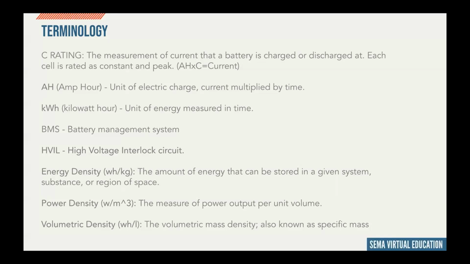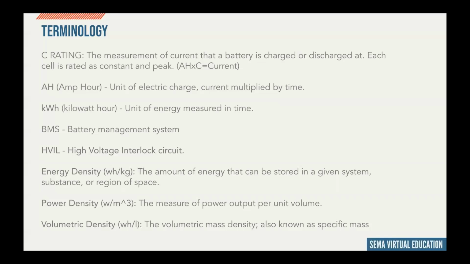There are two ways that we rate cells, which are energy cells and power cells. Energy dense cells have energy densities usually above 250 watt hours per kilogram. And power cells, we typically see at this time with current technology, having less than 250 watt hours per kilogram.